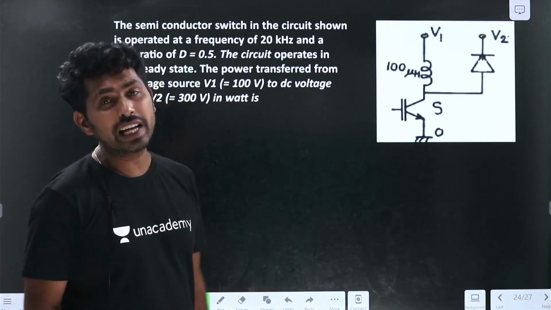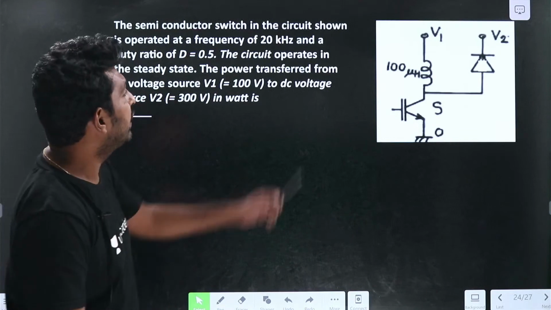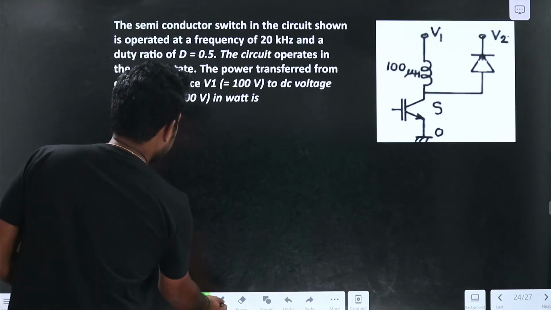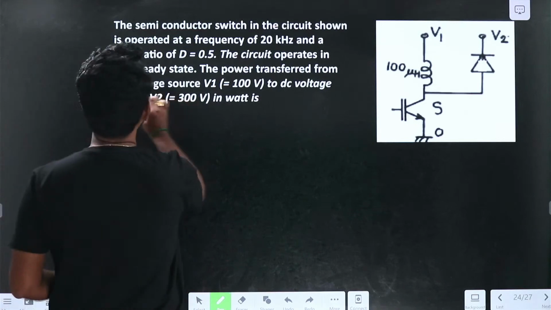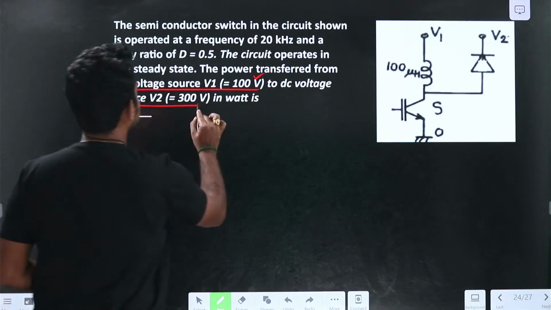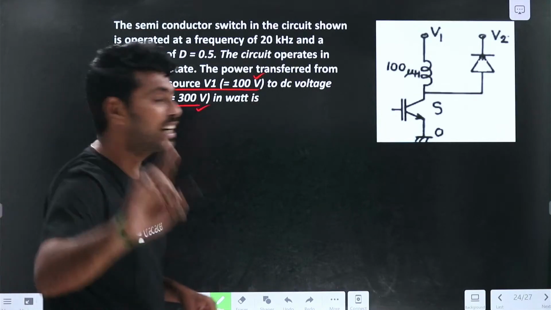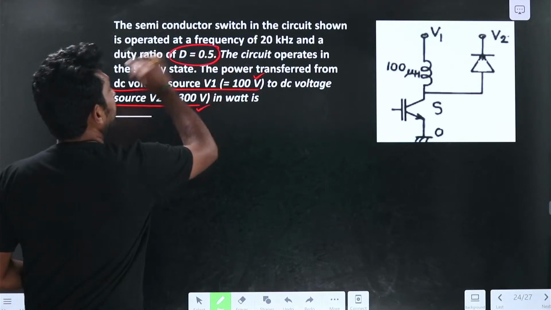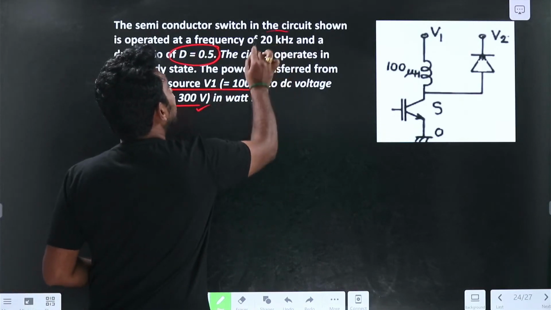This is the circuit that has been given, and V1 and V2 are given. V1 is given as 100 volts, V2 is given as 300 volts, and the duty cycle is given as 0.5. The frequency is given as 20 kilohertz.